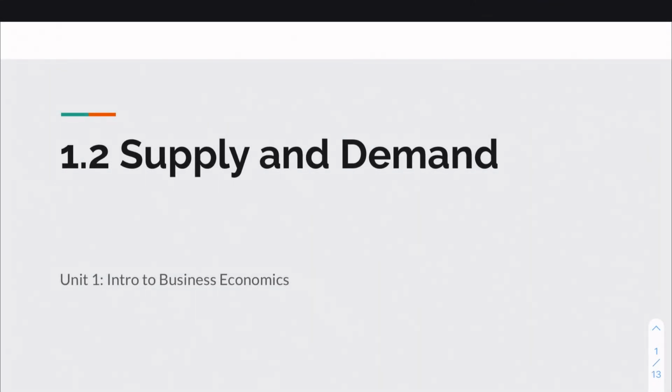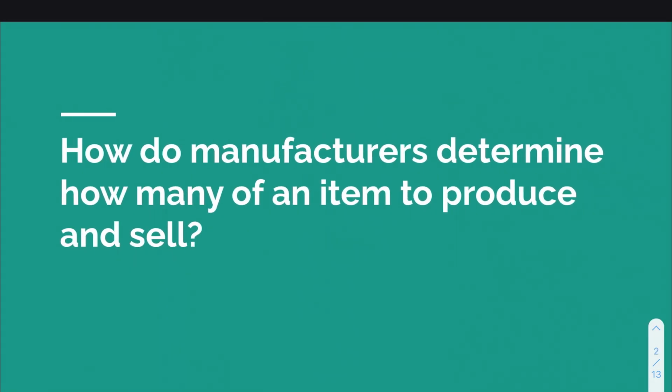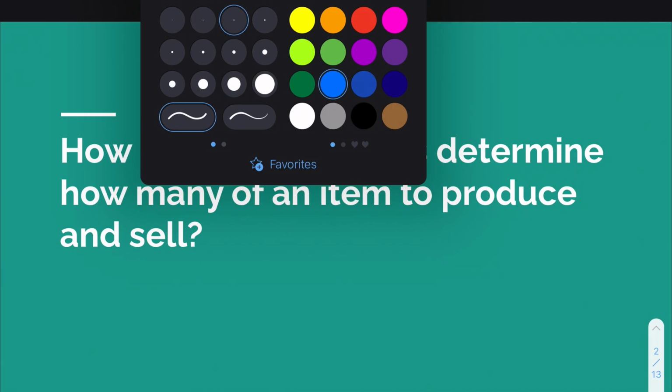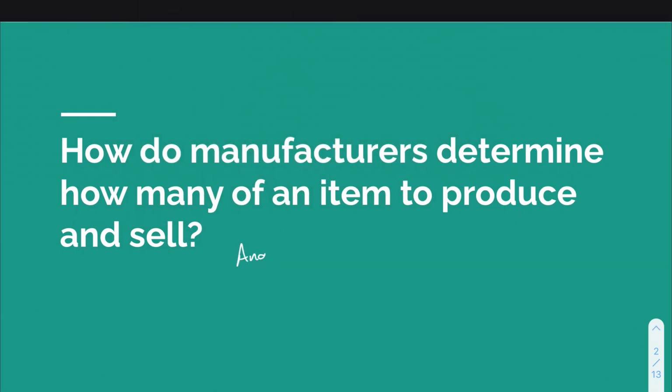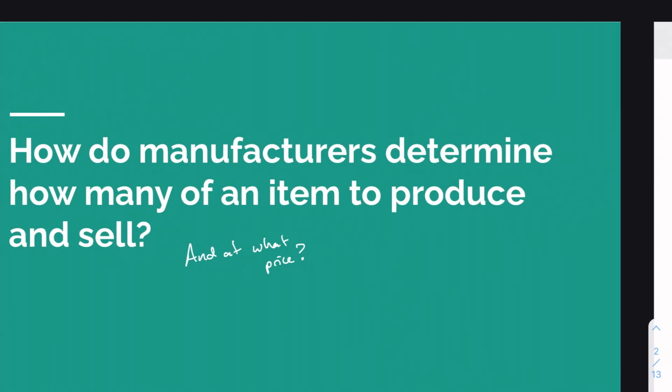So in 1.2, we're talking about one of the guiding principles of economics, and that's supply and demand. Supply and demand is really trying to answer this question of how do manufacturers determine how many of an item to produce and sell, and even going farther than that, what price? What price can we sell these items at to try to appeal to as many consumers or customers as we can?